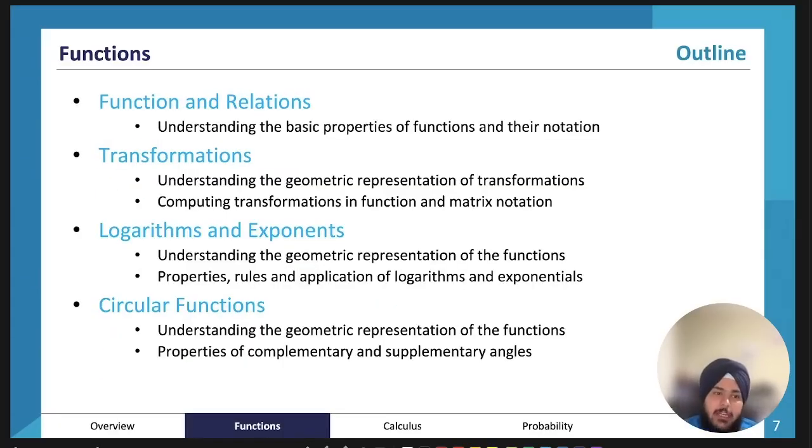So to get started, we'll be looking at functions and algebra. So we'll be looking at the different types of functions and relations, and also the specific notations of defining functions. Then we'll be looking at transformations, and also looking at logarithms and exponentials, and lastly looking at circular functions.